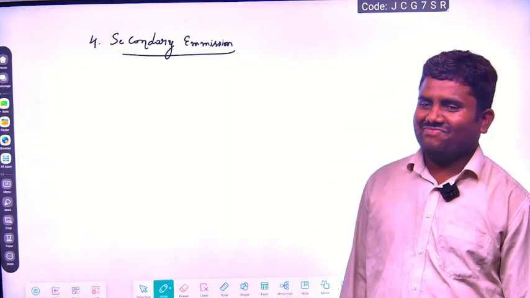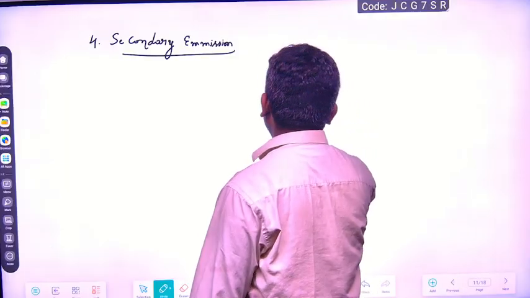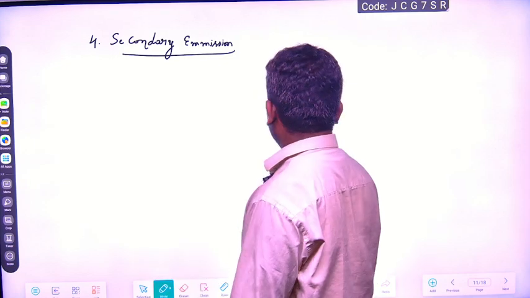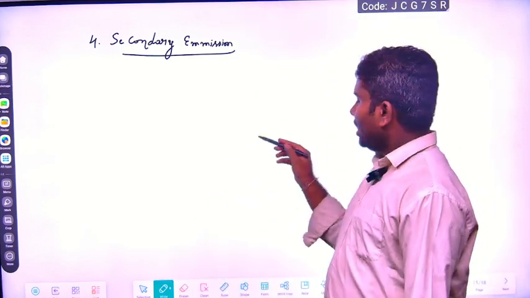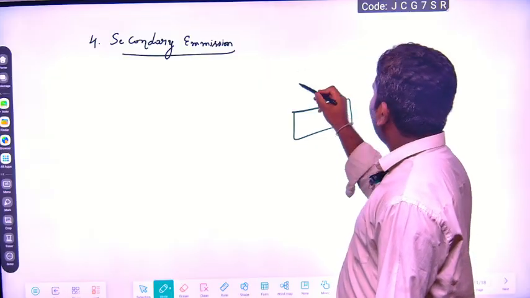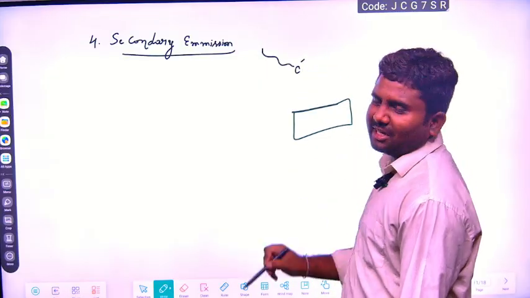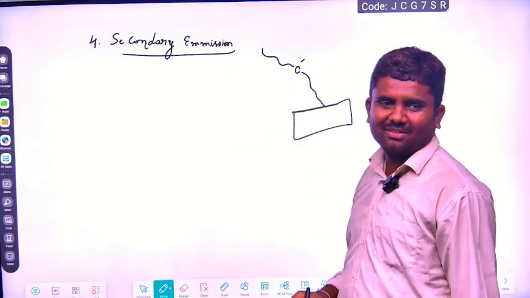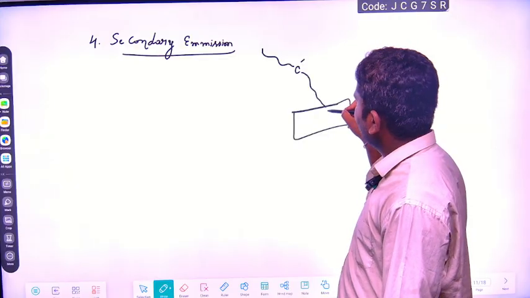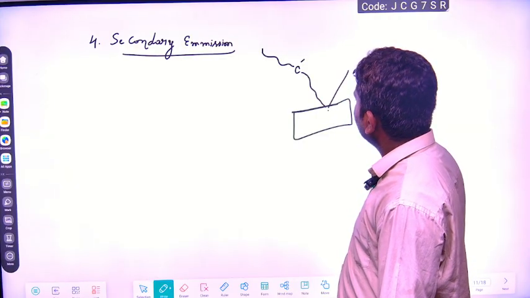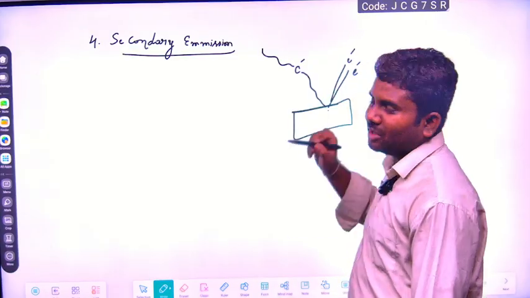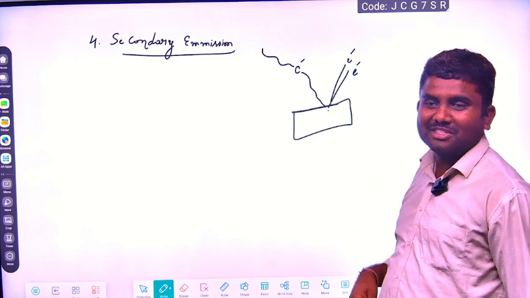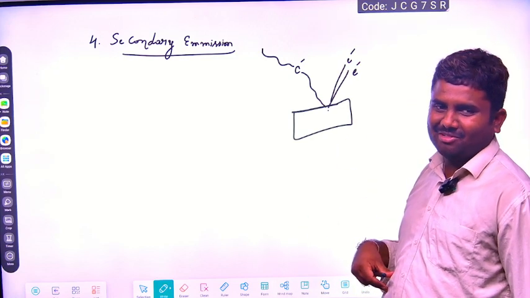Whenever, not light, what I will do is I will take a material. I will hit that material with a strong electron from outside, an accelerated or high velocity electron. That electron will come and hit the surface. Now what will happen? The electron that hit the surface will also come out with another electron. Two electrons will come out. See, one electron brings two electrons. This is called secondary emission.